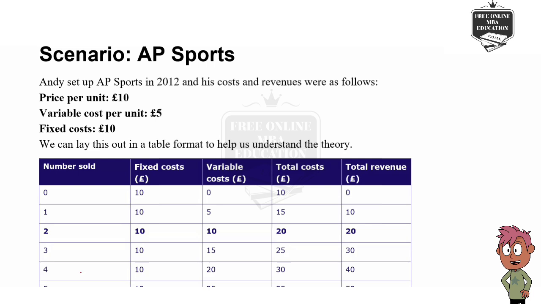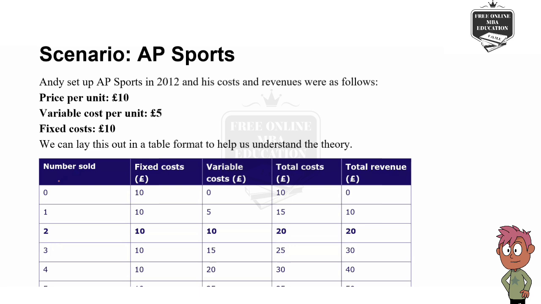Now, Andy set up AP Sports in 2012, and his costs and revenues are as follows. The price per unit is 10 euros and the variable cost per unit is 5 euros. His fixed cost is 10 euros. Now let us lay down a table to understand the theory. The number sold is here 0 to 5. The fixed cost, the variable cost, and the total costs are there, and then we understand the total revenue.